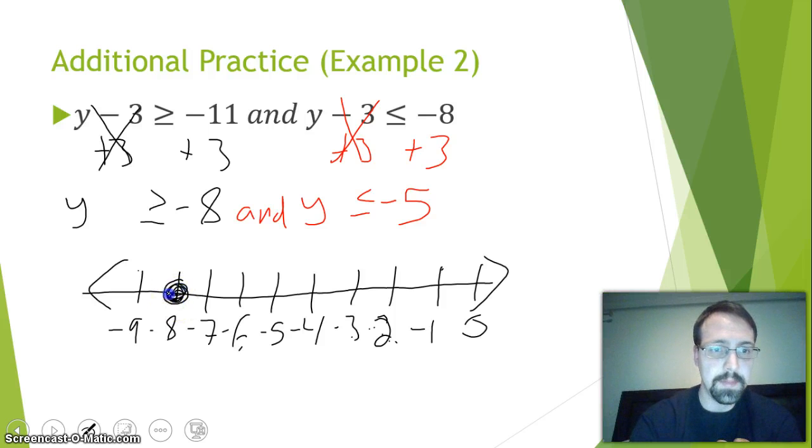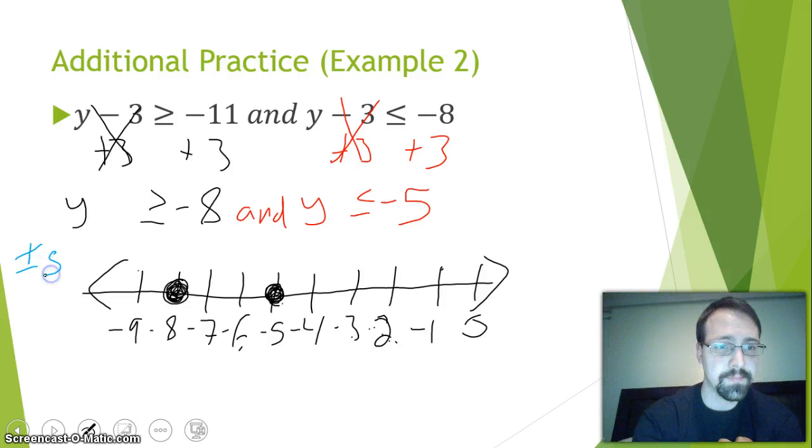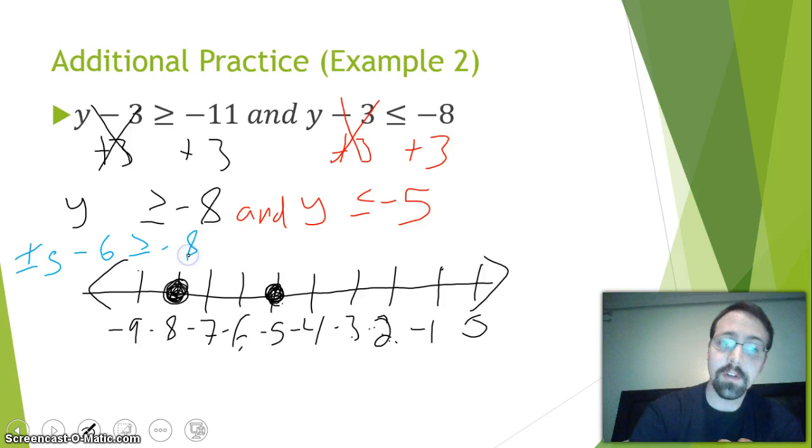So there we go. I know it's going to be a closed dot at -5. And I can plug in test points to see if it's true. It's another way of doing these. I can plug in: is -6 greater than or equal to -8? Well, that's true. So I'm going to shade towards the -6 with this guy.